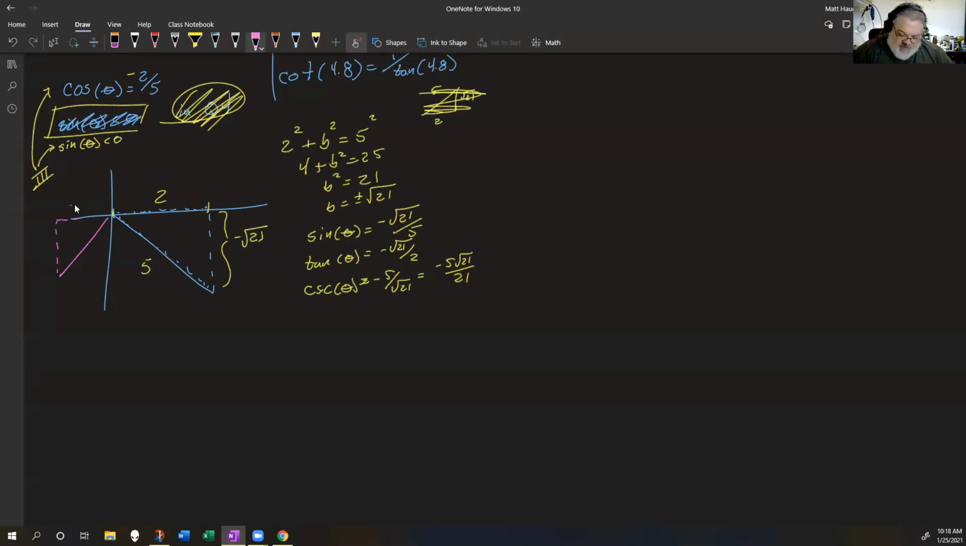That would have made our x value the -2, our hypotenuse the +5, because again, that radial length, that r, is always positive. The Pythagorean theorem would have given us the same result, and being in quadrant 3, we'd have still had that negative square root of 21.